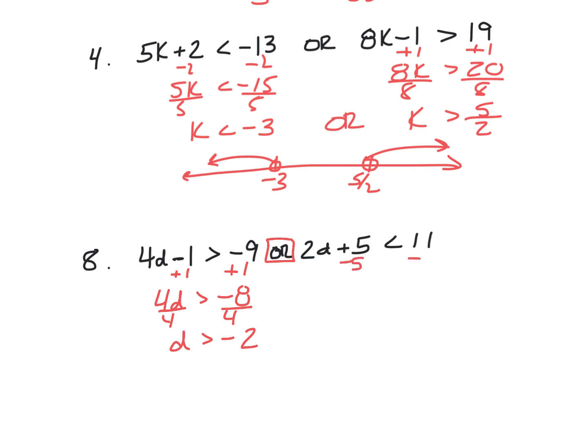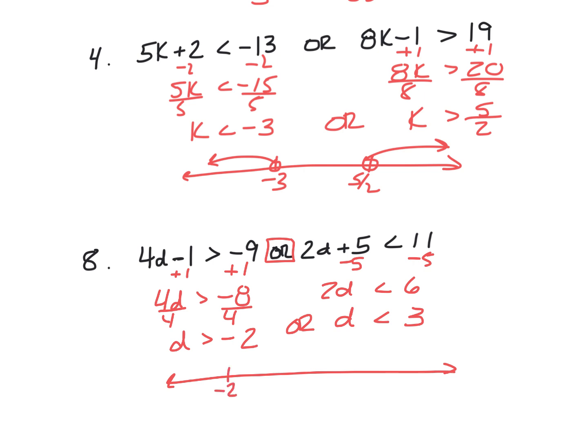Over here, I'm going to subtract 5. I'm going to divide by 2 and get d to be less than 3. It's an or statement. So now if we're looking at this, we need to be greater than negative 2. That would go this direction. D is less than 3. That would go this direction.